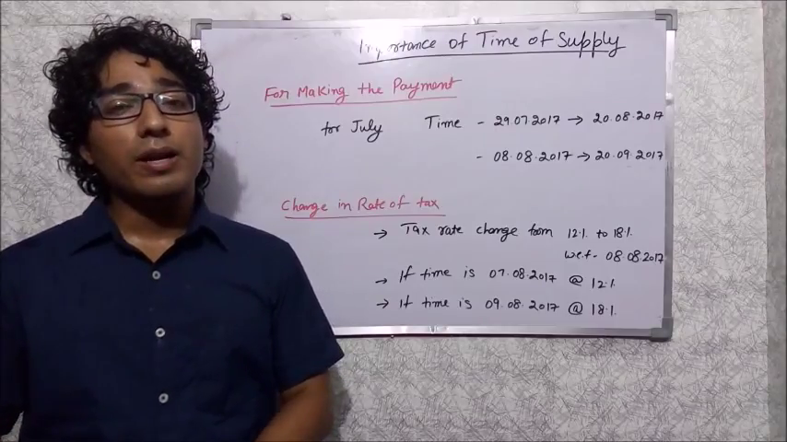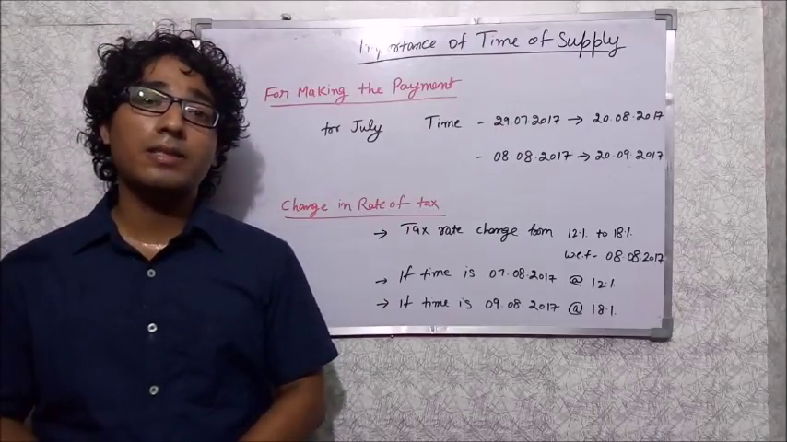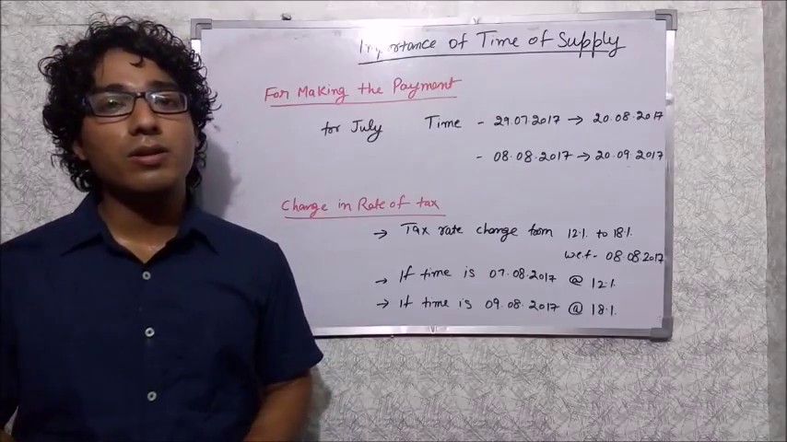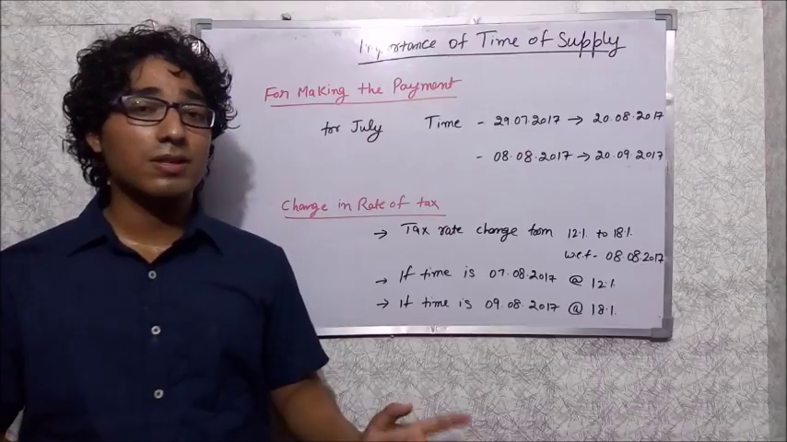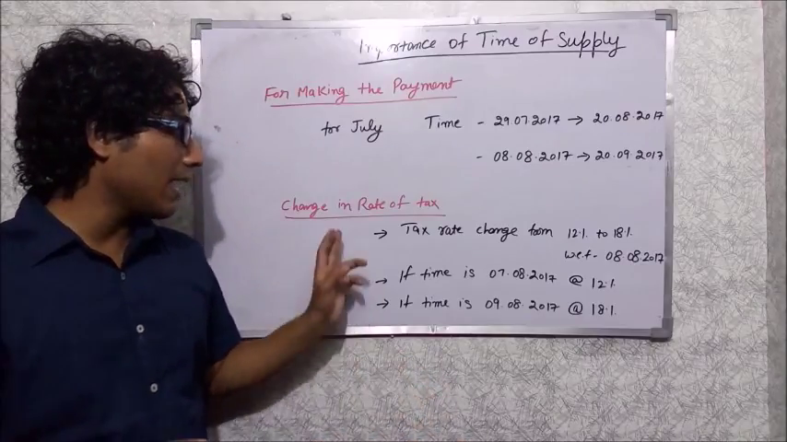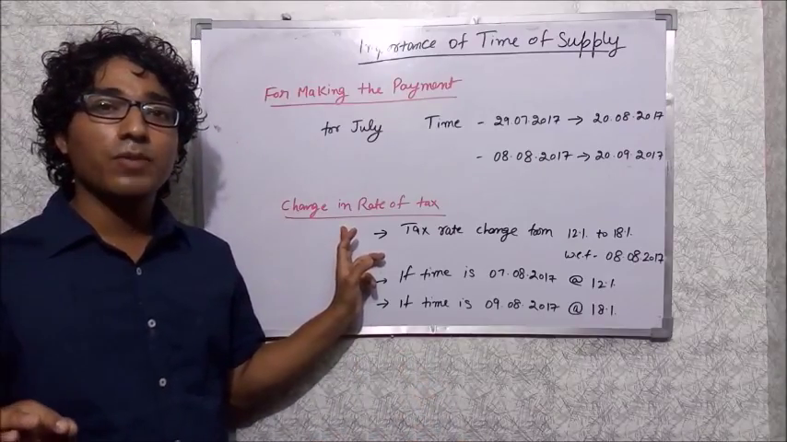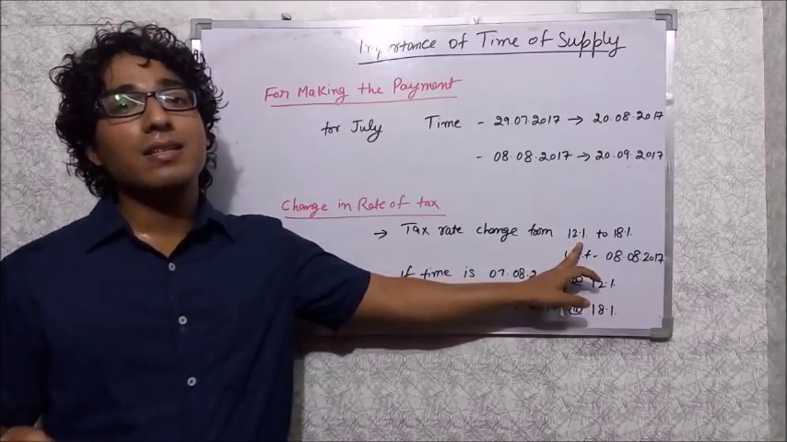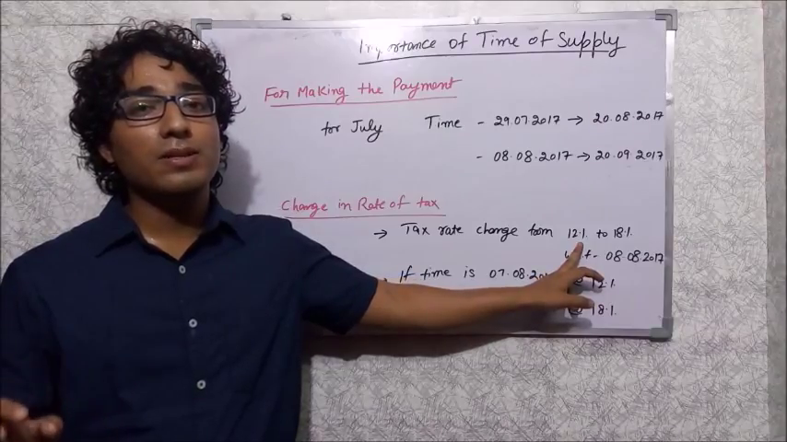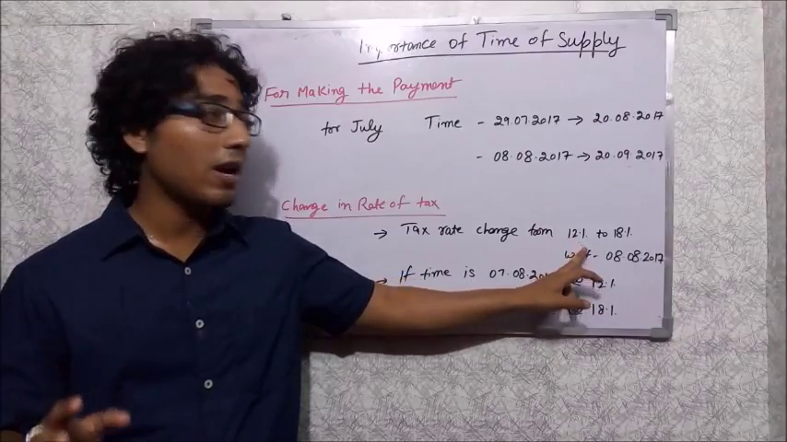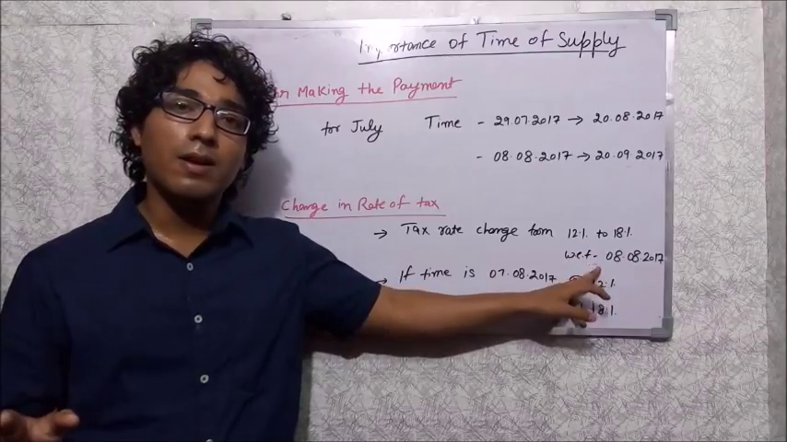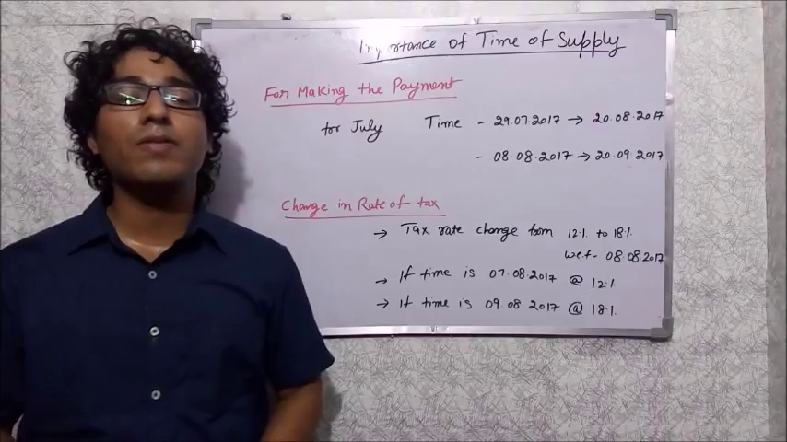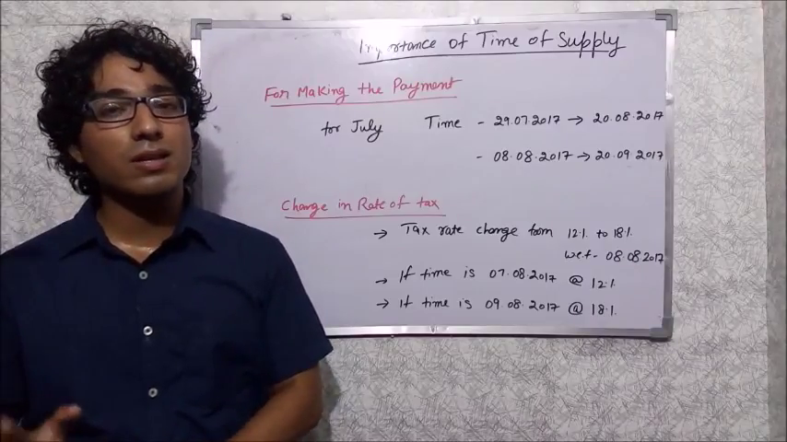And in the second important case, where there will be a change in the effective rate of tax, now I am going to tell you why it is important to understand the time of supply of goods or services. Suppose the tax rate under GST has been changed from 12% to 18% on that particular goods or services with effect from the 8th August 2017.